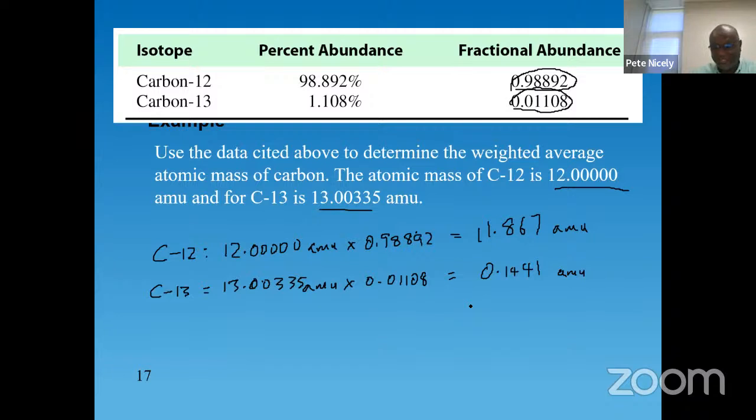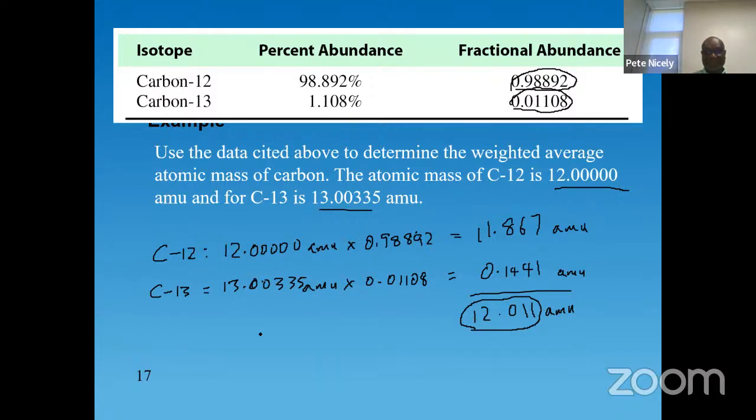And then we add these two numbers. Let me do that calculation on my calculator. That's 11.867 plus 0.1441, and according to my calculations, that would be equal to 12.011 AMU. This is the final answer, which represents the weighted average atomic mass of carbon, taking into account the percentages and the masses of the different carbon isotopes.